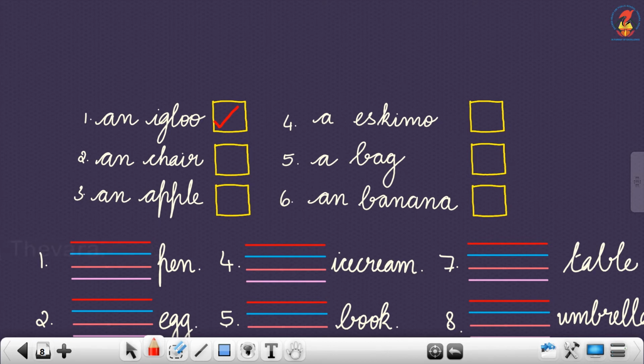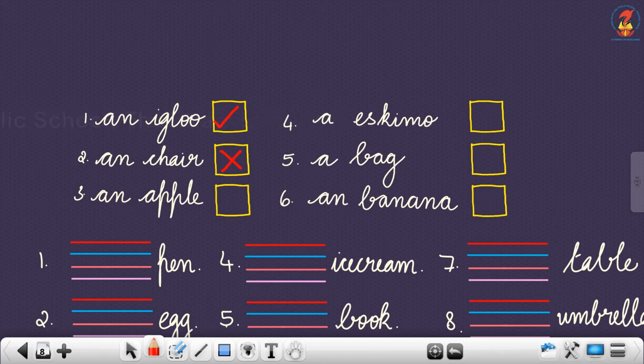Yes. On to the next word, an chair. Here chair is a noun and it is beginning with the letter C. Here C is a consonant, isn't it? So which article should come there? Yes, the article a should come. But here Miss has given an. So is it correct or wrong? It's wrong. So you should put a wrong mark.